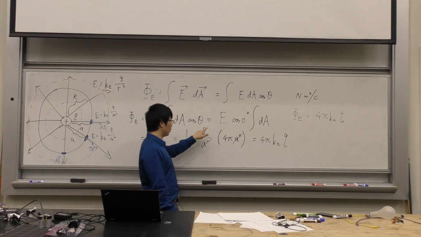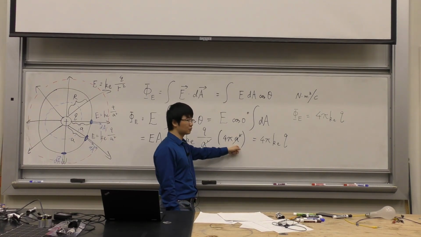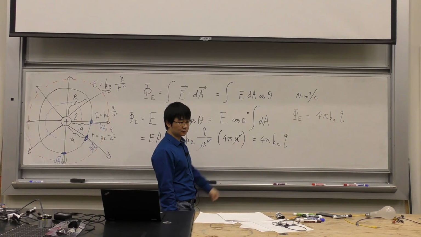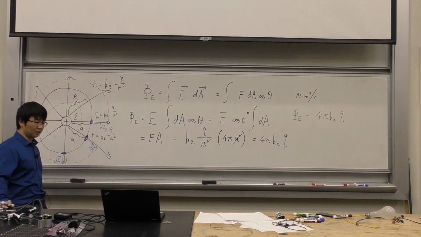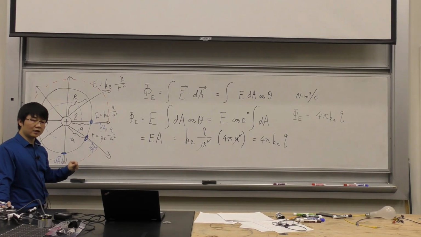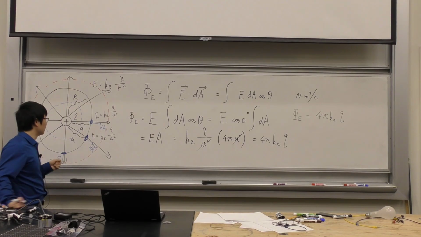So when you do all the algebra, you will get this, then the radius squared is going to cancel the radius squared in the area. So you don't have any radius. And this is also true if you use the fact that electric flux is proportional to the number of electric field lines crossing this surface.